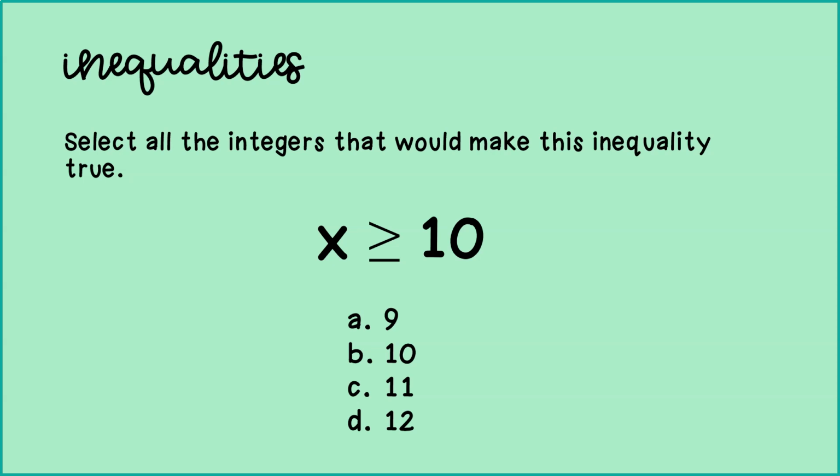This is select all of the integers that would make this inequality true, which means that there are multiple correct answers here. We have x is greater than or equal to 10, and our choices are 9, 10, 11, 12. So 10, 11, and 12 would make this true because they are all 10 or greater. 9 does not make this true because it is less than 10. Students need to be able to look at an inequality like this and select potential values that make it true, which means they need to have a deep understanding of what the symbols mean and what inequalities mean.